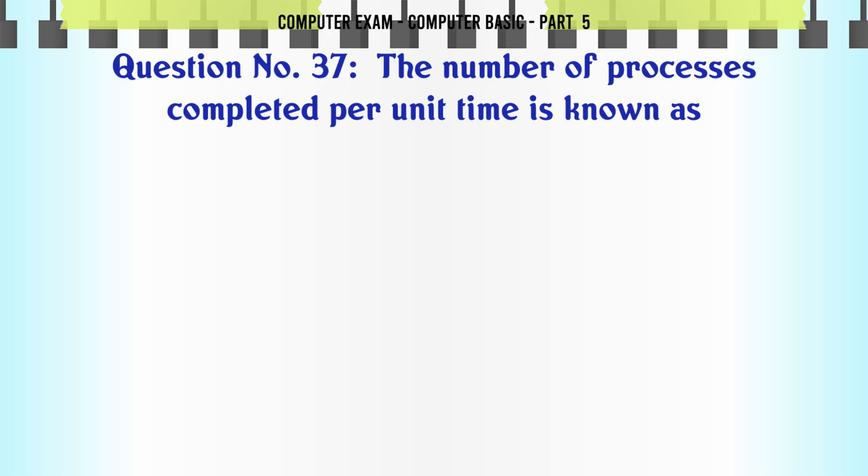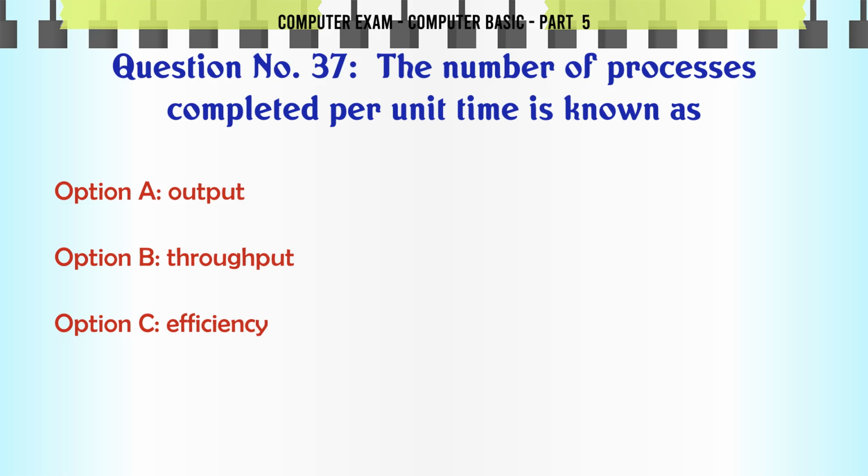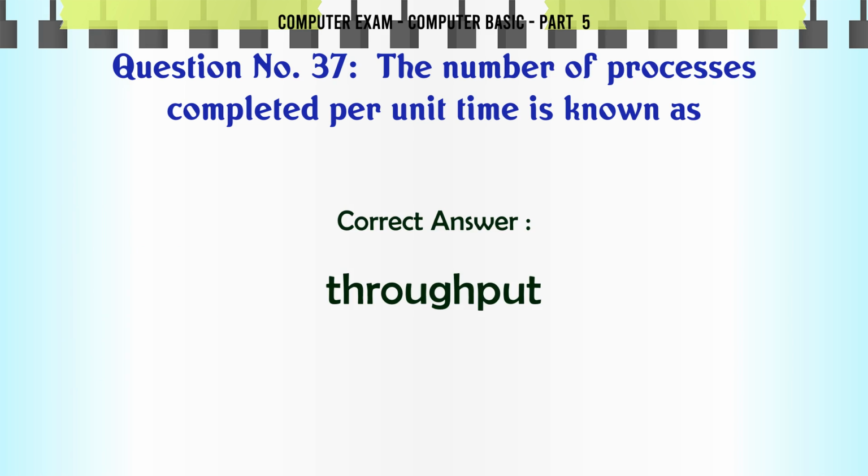The number of processes completed per unit time is known as A. Output. B. Throughput. C. Efficiency. D. Capacity. The correct answer is throughput.